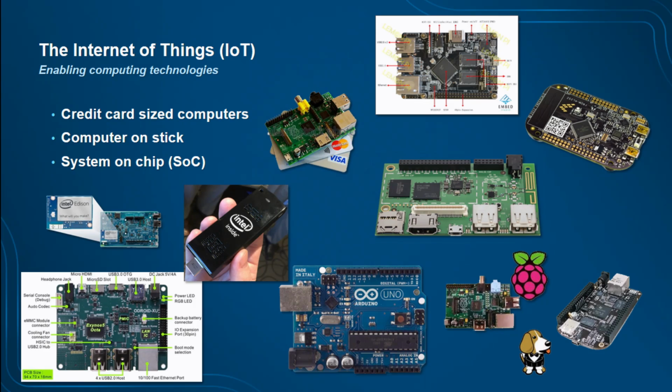Other credit card size computers, you start seeing like Arduino, Intel's Edison, Galileo, and many others. The interface provided could be both digital and analog, as I mentioned. A digital sensor could be like a push button. Analog could be a potentiometer, temperature sensor, pressure, or weight sensor.